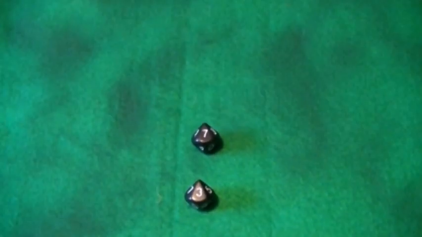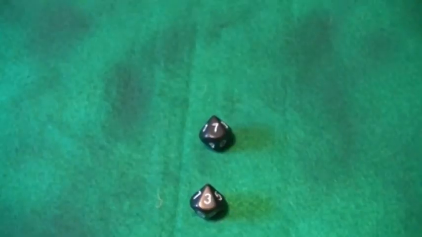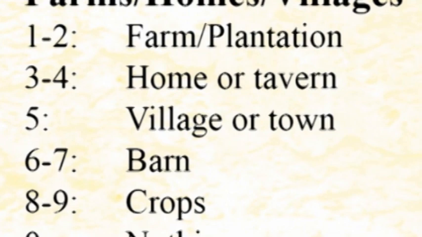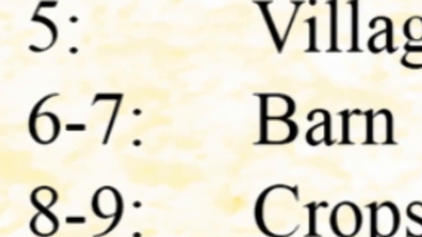5 is woods, so he rolls and consults the woods chart. 7 is hills, so he rolls and consults the hills chart. And 3 is farm, home, village, so he rolls and consults the farm, home, village chart. As he rolls each die, he chooses a terrain piece of that type.